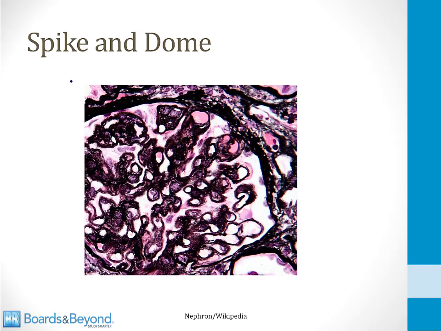The other characteristic biopsy finding is presence of the spike and dome basement membrane. This is best seen with silver staining like I've shown on the screen here. If you focus on the edges of some of these glomerular capillaries, you can see little spikes like what I'm marking with my pen here. Those spikes are pieces of basement membrane that have been laid down between immune complexes.